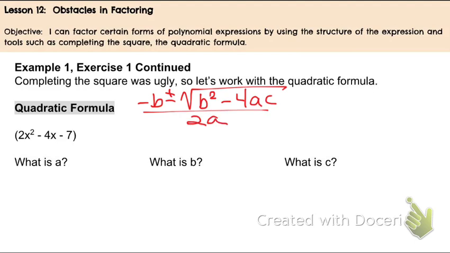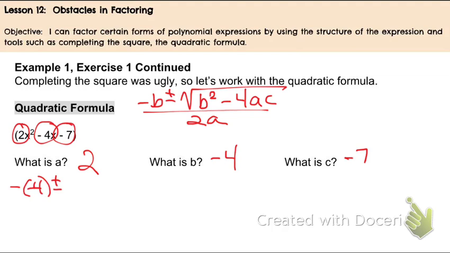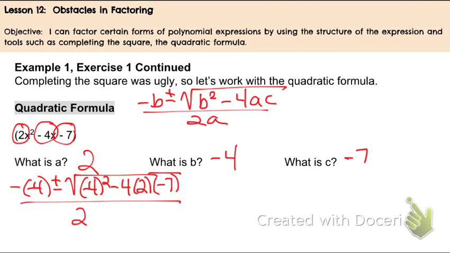So let's look at this. Our a value is 2, our b value is -4, and our c value is -7. So I'm going to plug it into the equation. The opposite of -4 plus or minus the square root of -4 squared minus 4 times 2 times -7 over 2 times 2. So that becomes 4 plus or minus the square root.